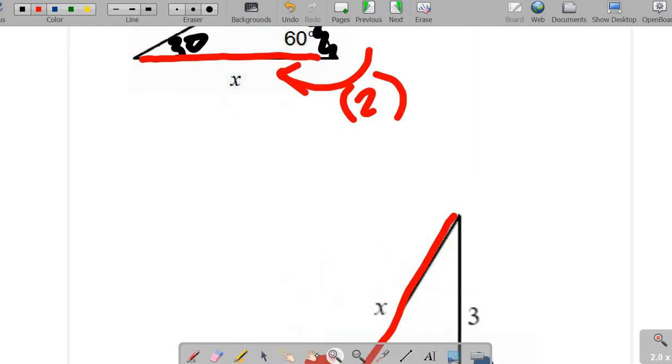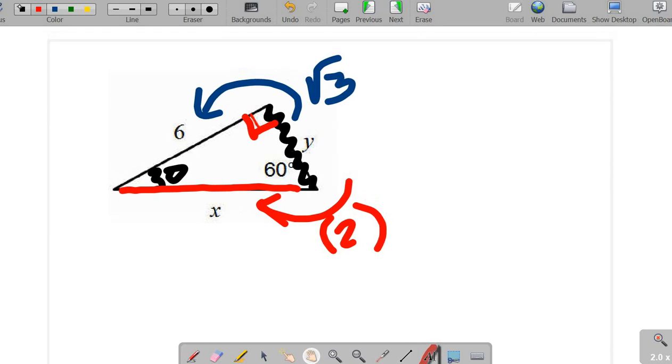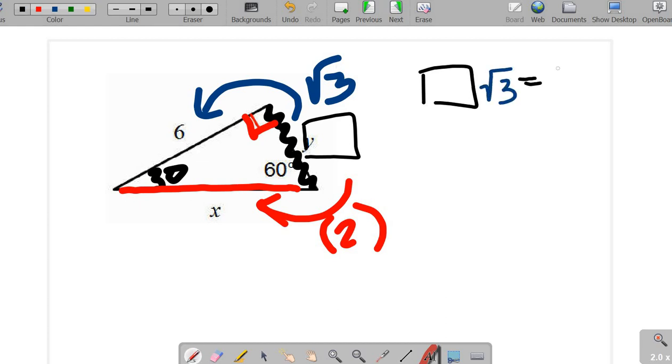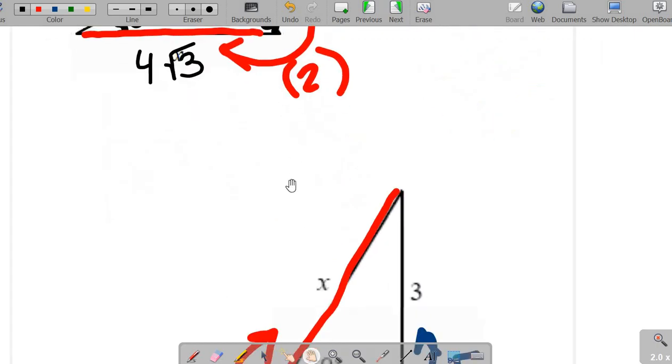So we come here. This one reads like this. Something times root 3 is 6. You know you need a root 3 there, and then 2 times 3 is 6, so the correct answer here is 2 root 3. Times by 2, only the outies talk to each other, that's going to be 4 root 3.